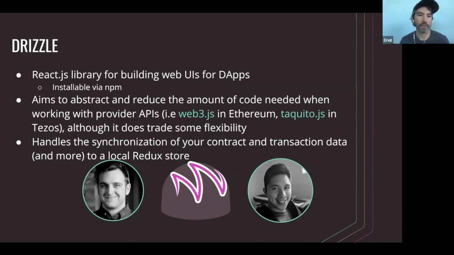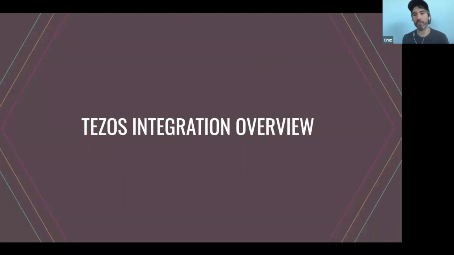And so the main high level takeaway from Drizzle is that it handles the synchronization of your contract and transaction data to a local Redux store. And then, unfortunately, currently Drizzle only works for Ethereum. But again, this may be something that hopefully we can adapt for Tezos smart contract development.